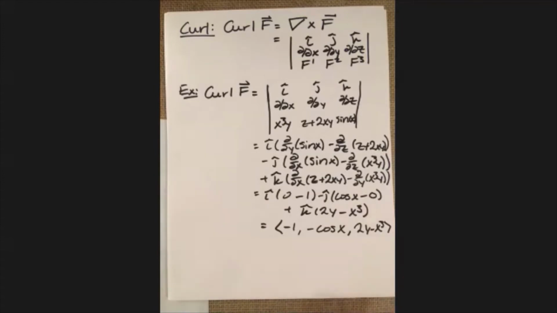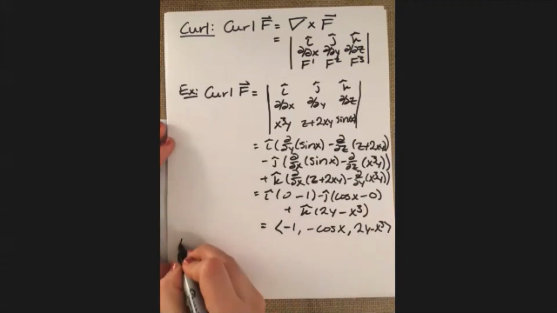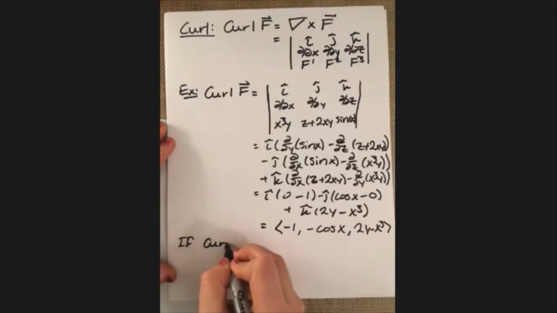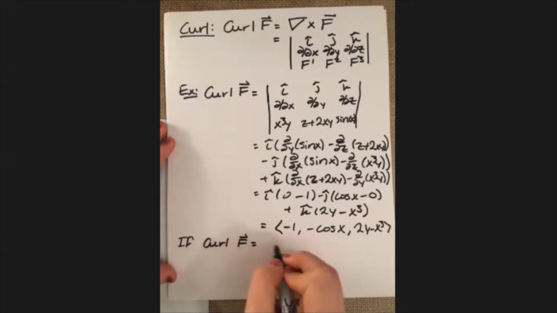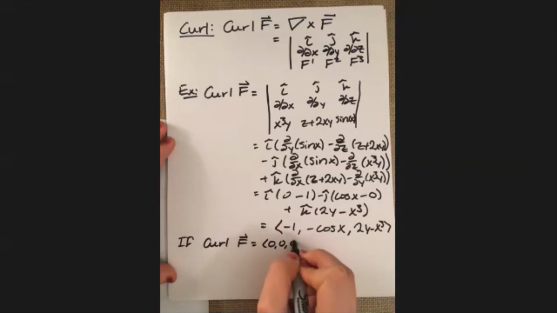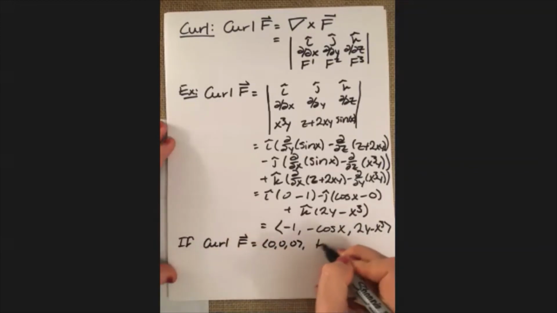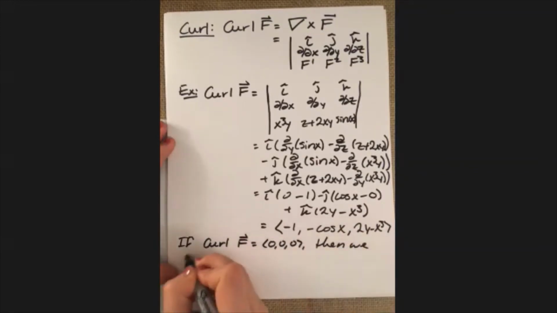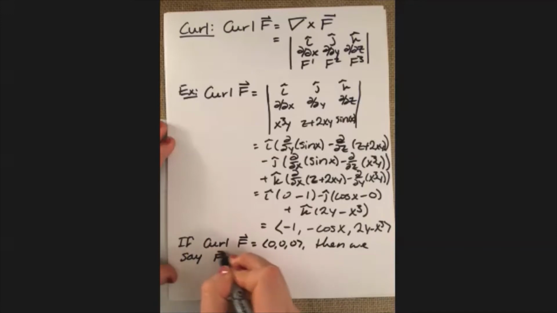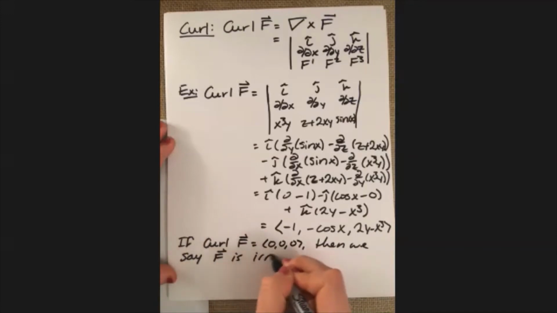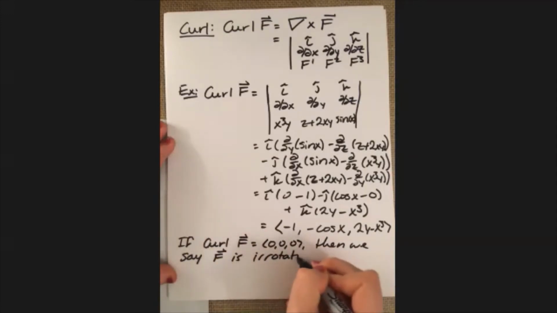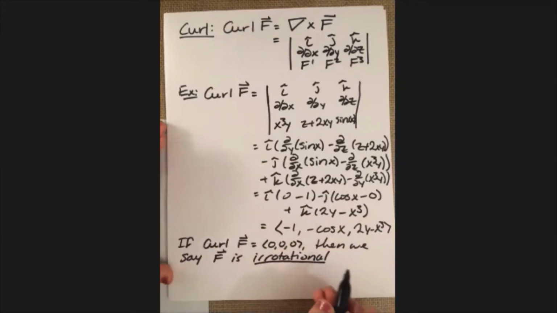Now, like I said earlier, when things are equal to 0, we like to give them a fancy name. In this particular instance, if the curl of f is equal to the 0 vector, then we say that f is irrotational, which really just means that it doesn't have any rotation in it. It's exactly what it sounds like.